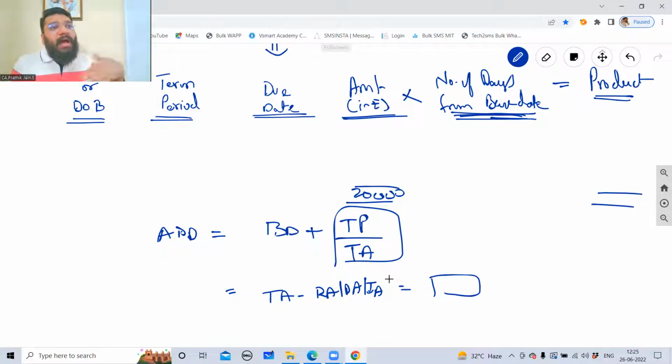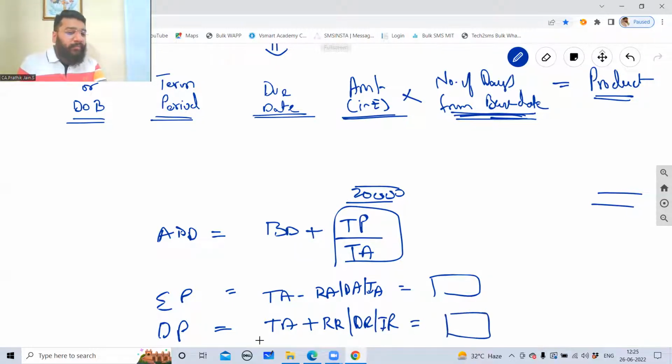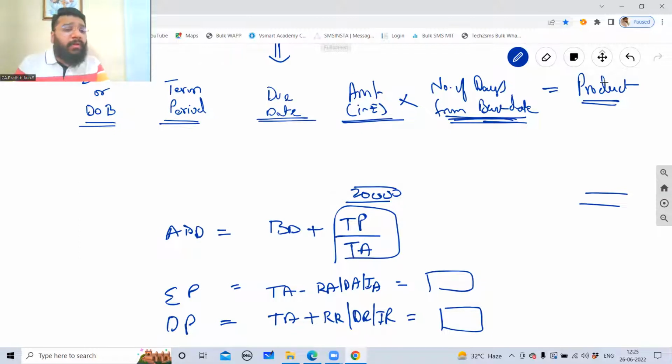If you make the payment after the due date, so you're making a delayed payment. In the event of delayed payment, you're supposed to calculate the interest and you have to collect the interest in addition to the amount of the bill. So in that case, for early payment, this is the one. For delayed payment, it is total amount plus rebate received or discount received or interest received. For delayed payment, you have to collect the interest. So amount will go up. For early payment, the amount will go down because you're giving a discount. It is as good as a cash discount. So this was your case one.